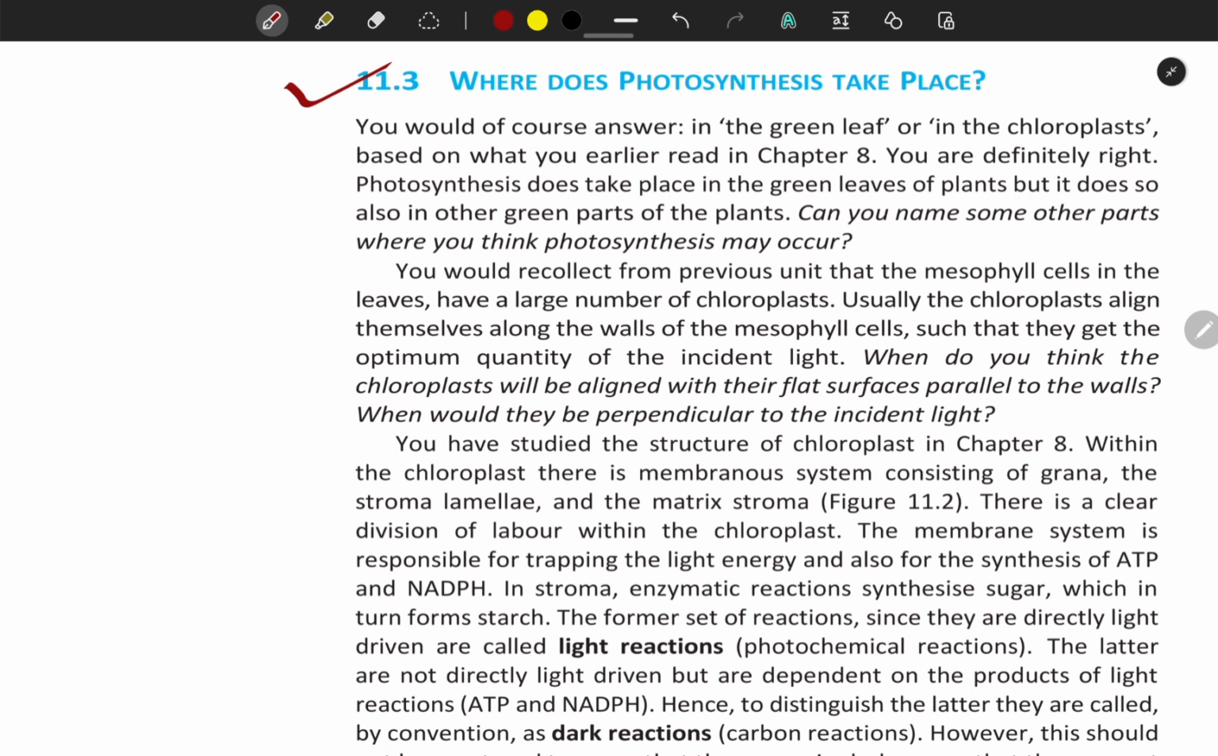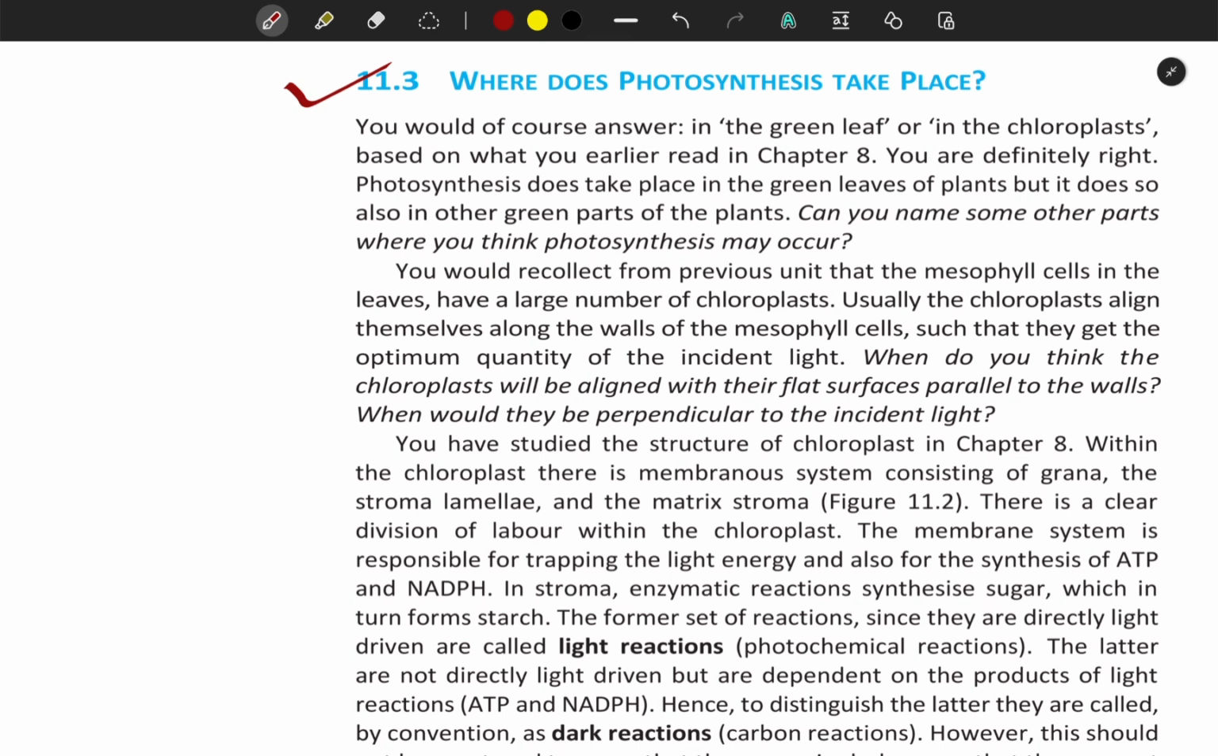11.3 Where does photosynthesis take place? You would of course answer, in the green leaf or in the chloroplast, based on what you earlier read in chapter 8. You are definitely right. Photosynthesis does take place in the green leaves of plants, but it does so also in other green parts of the plants. Can you name some other parts where you think photosynthesis may occur?